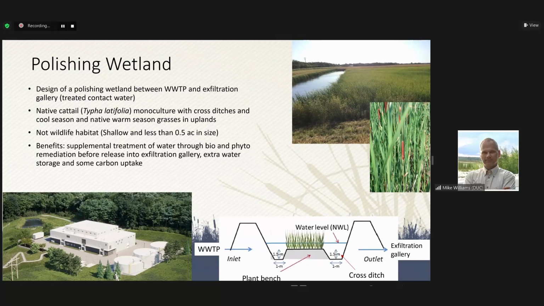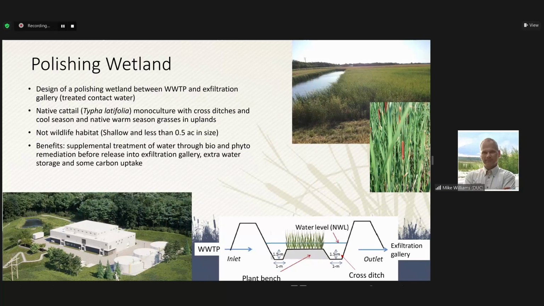The image in the bottom right shows a simplified side profile of the polishing wetland, where water is piped in on the left from the wastewater treatment plant, hits the cross ditch and spreads out along the cattail edge and flows through the cattail, where the plants take up any excess nutrients in the water, then through another cross ditch where any suspended material will drop out before flowing to the outlet structure and into a pipe leading to the exfiltration gallery. Because we don't want any sediment or organic material getting into the exfiltration gallery, the outlet structure was designed with an elevated intake pipe off the bottom of the pond to reduce any sediment from entering, and there's also a skimmer plate to remove any floating debris.